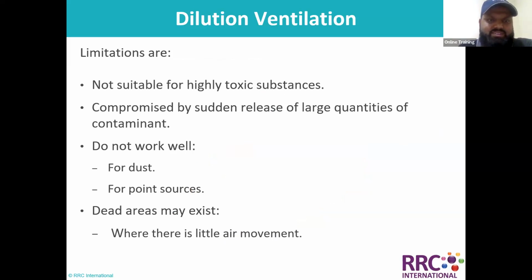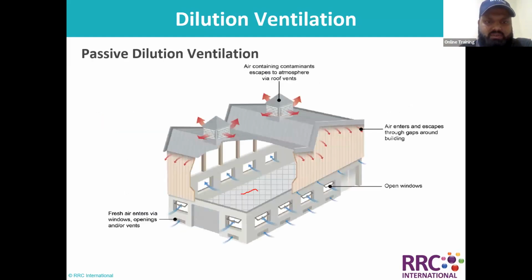Regarding dilute ventilation or dilution ventilation, what are the limitations? First of all, it is not suitable for highly toxic substances. We already agreed that we use it for areas where contamination does not build up. Next, it can be compromised by a sudden release of a large quantity of contaminants. For example, if a large amount of contaminant comes over here, then there is no use of this ventilation because we don't have any force to ventilate the space. It would be ventilating naturally.